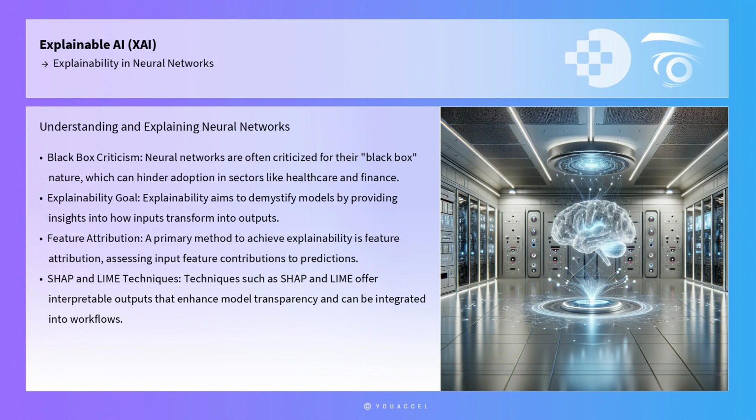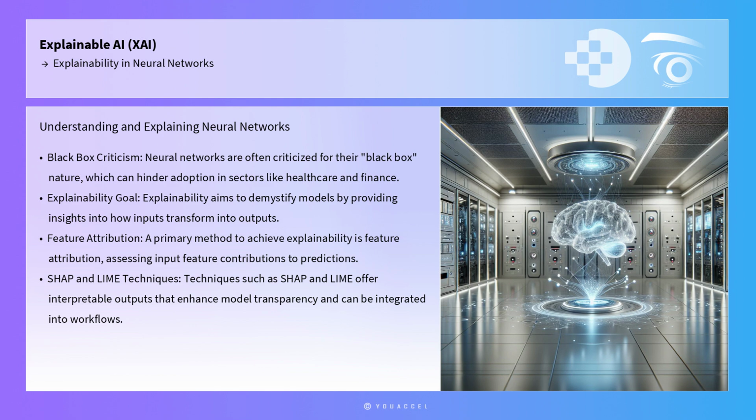Neural networks, particularly deep learning models, are often criticized for their black box nature. This opacity can hinder their adoption in critical sectors such as healthcare, finance, and law, where understanding the decision-making process is crucial. Explainability aims to demystify these models by providing insights into how inputs are transformed into outputs.